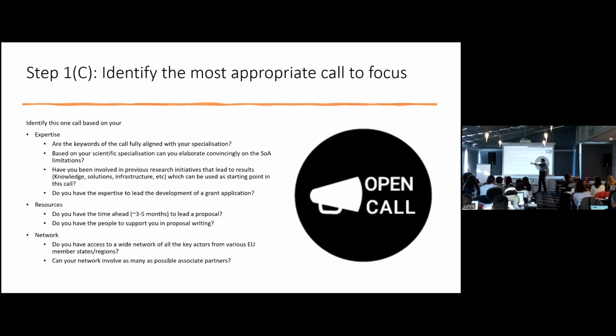The same also to make sure that you have access to other solutions that can be used as starting points. And of course, you need to make sure that you have the expertise to lead the consortium, to lead the proposal writing process as a coordinator. If you don't have that, choose to become a partner, sorry, not a coordinator. So these are traffic lights. Okay, then another traffic light.